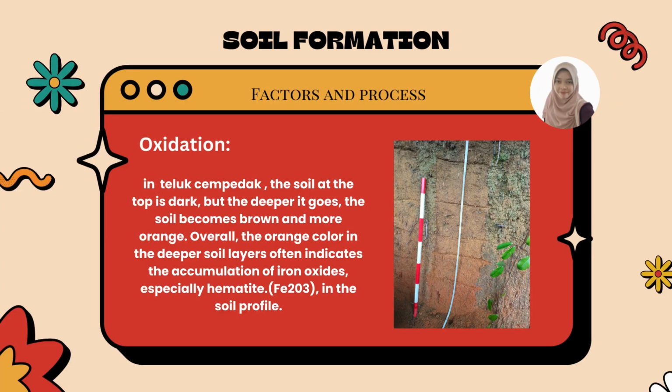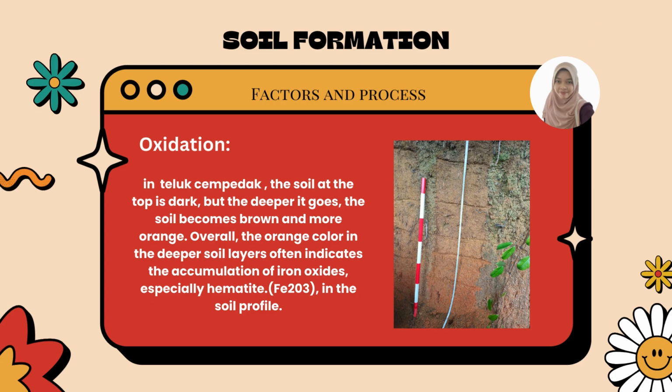Next is oxidation. In Teluk Cepedak, the color of the soil generally becomes lighter as you move deeper into the soil profile due to reduced oxygen availability. At Teluk Cepedak, the soil at the top is dark, but the deeper it goes, the soil becomes brown and more orange. Overall, the orange color in the deeper soil layer often indicates the accumulation of iron oxide, especially hematite in the soil profile.